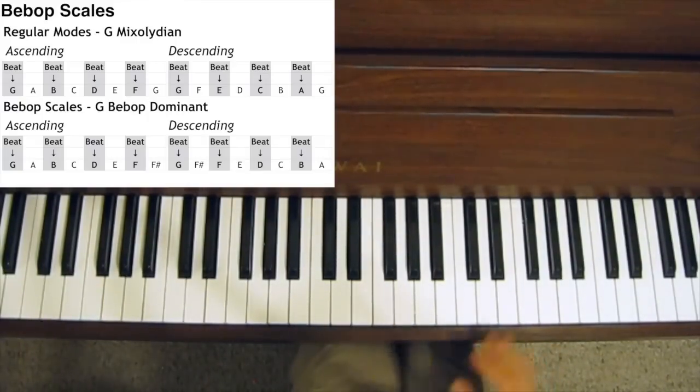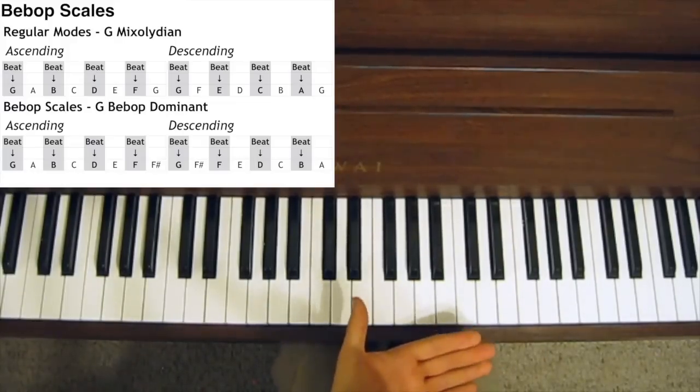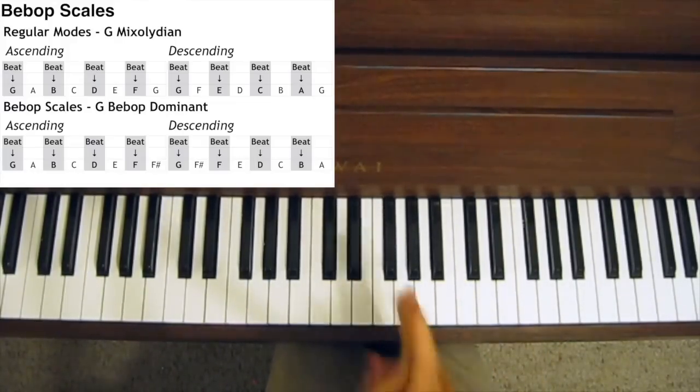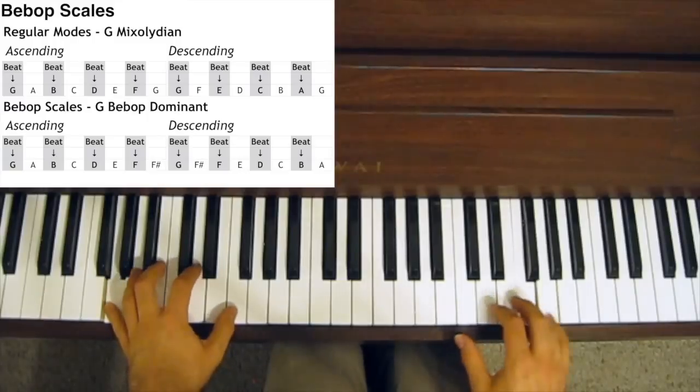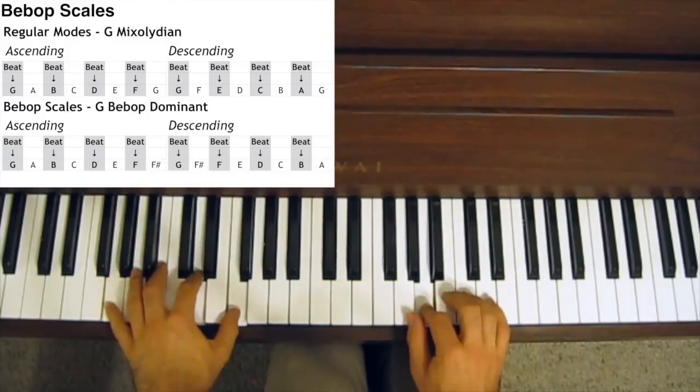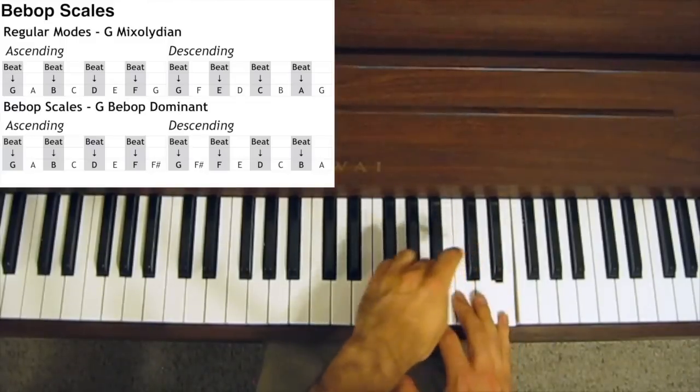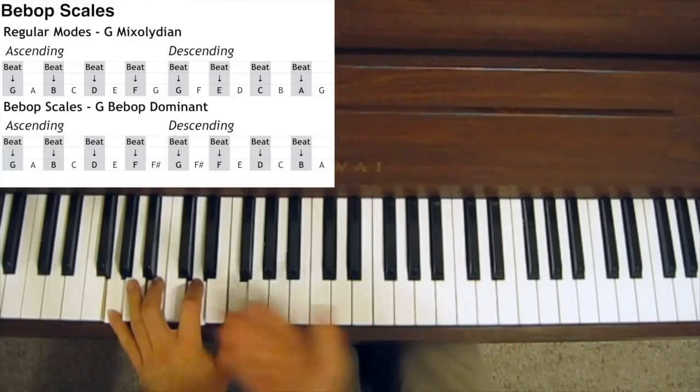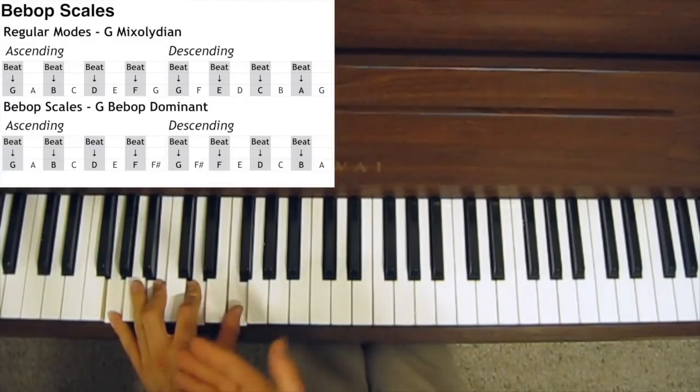And again, notice that as I was descending, the notes that fell on the beat and are therefore a little bit more accented were G, E, C, A. Now, E, C and A again are not any of the chord tones in the chord G7.